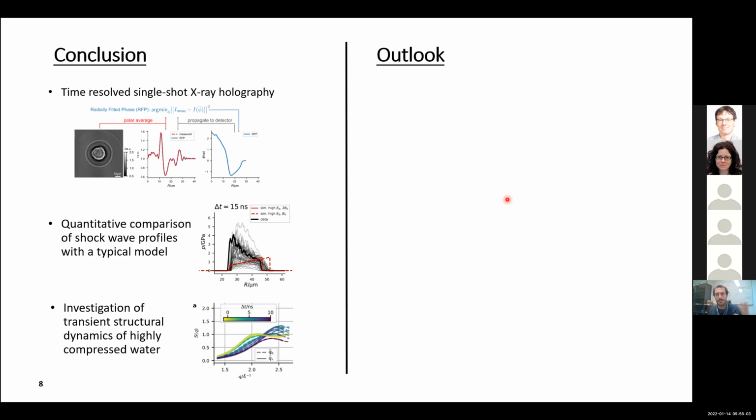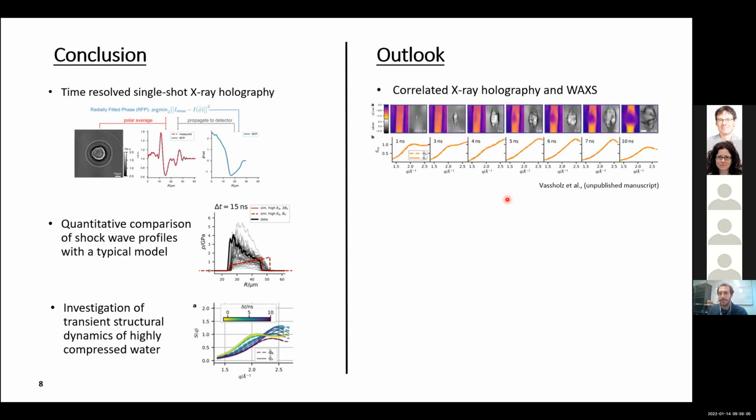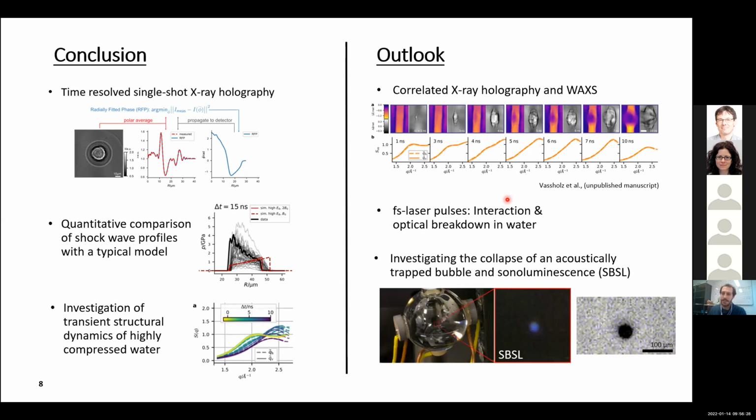As an outlook, I want to mention that we can really perform these X-ray imaging experiments in a correlated way with the scattering and thereby can directly compare this effect from 2 perspectives. We also, in very recent beam times, investigated the interaction of optical femtosecond lasers with water, and also investigated the collapse of acoustically trapped cavitation bubbles, which are periodically oscillating.